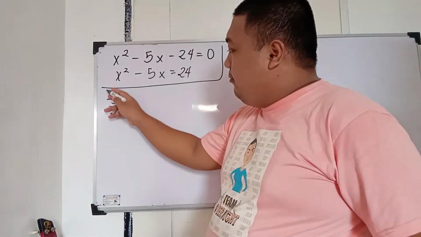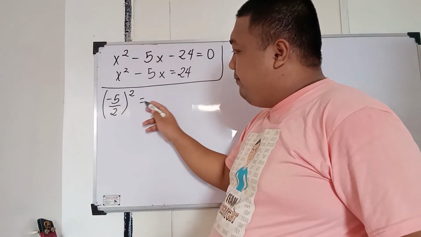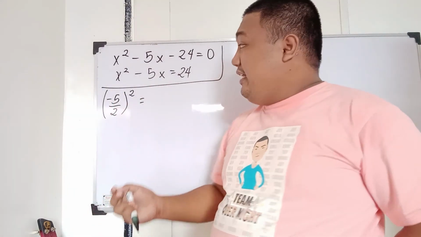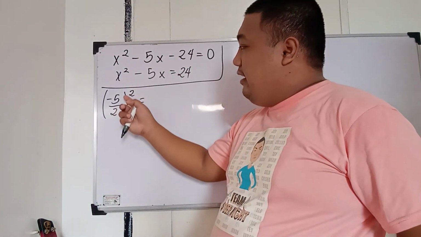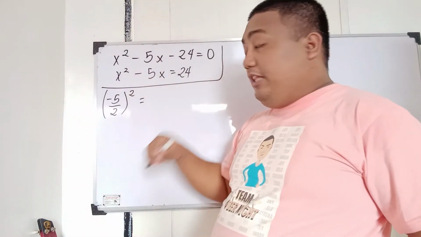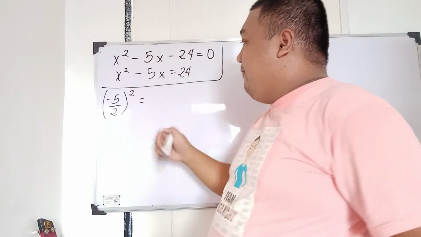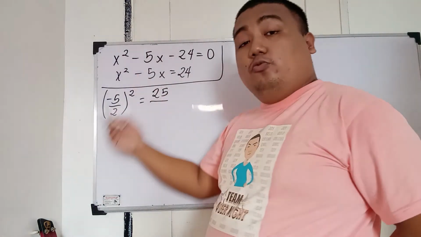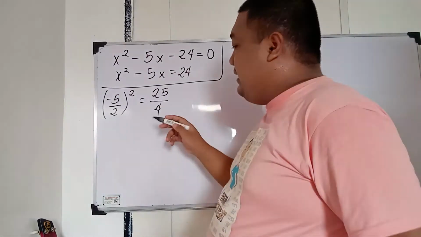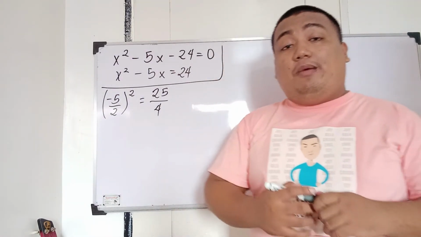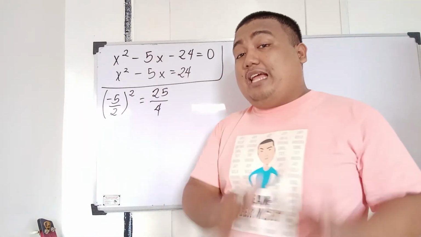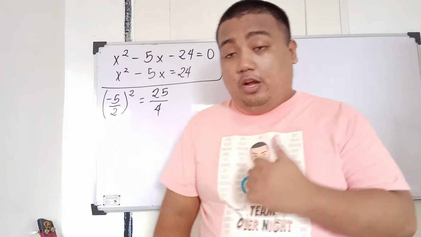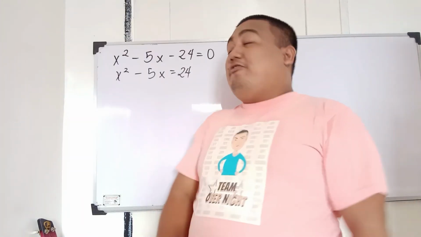Then, after that, we will raise it to the second power. Kapag nag-raise tayo to the second power, ang gagawin lang natin is numerator to numerator, denominator to denominator. So, negative 5 squared, that is 25. So, 2 squared, that is 4. So, it means, mag-a-add tayo ng 25 over 4 on both sides of the equation. Okay ba? So, nalaman na natin kung anong i-add natin.